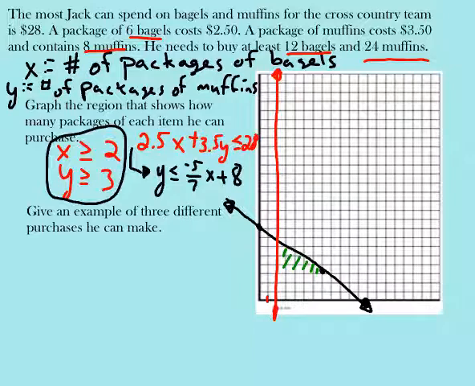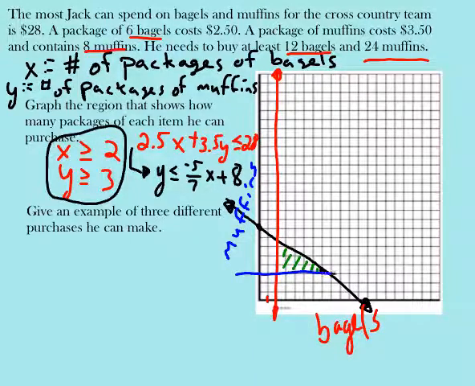That would be x is greater than 2. Remember, x is bagels. Y is muffins. And muffins here are greater than 3. So y is greater than 3. Okay, I'm just going to stop there. I don't need to make big long lines.